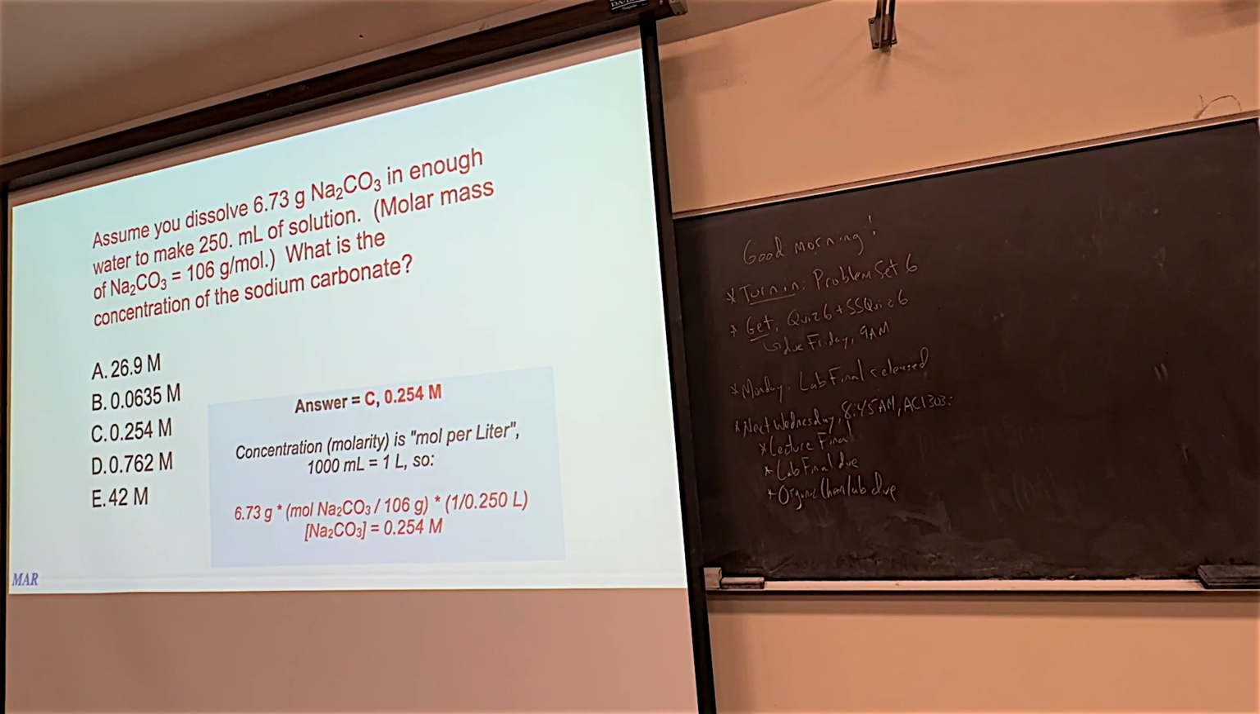0.254 moles per liter. They'll refer to this as molarity, concentration. If you see something in square brackets, that's another way of saying it's moles per liter. So, cool. Any questions on that?